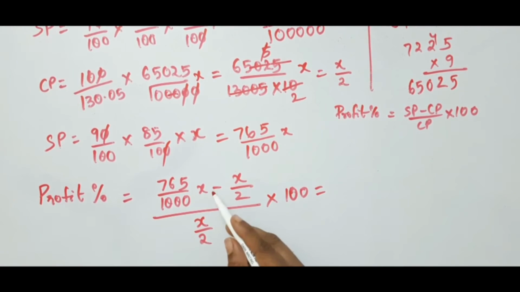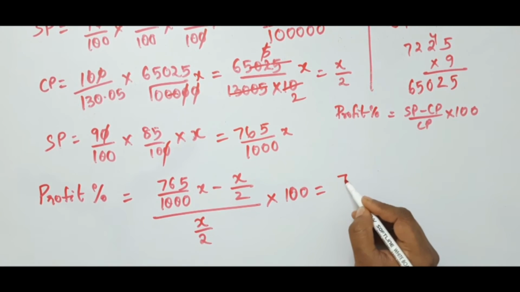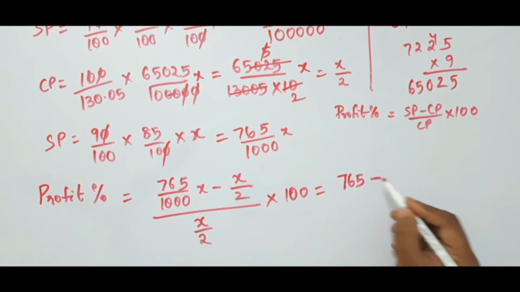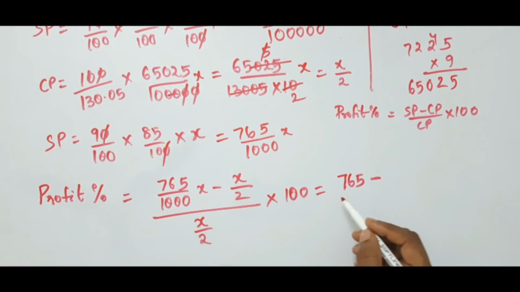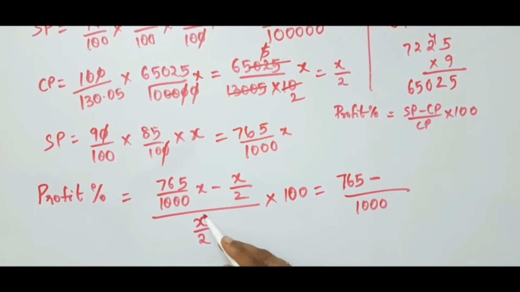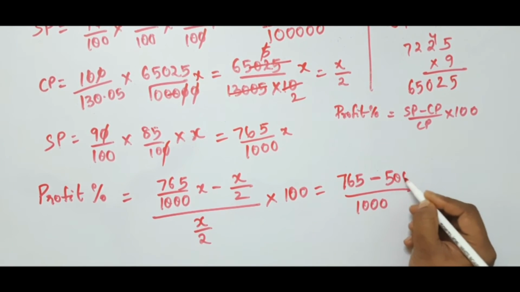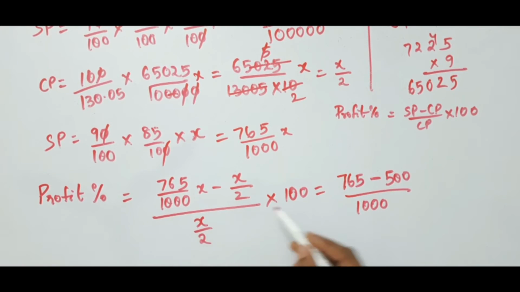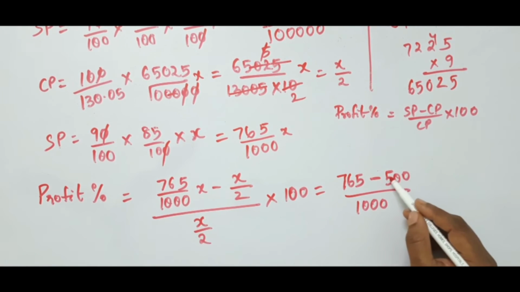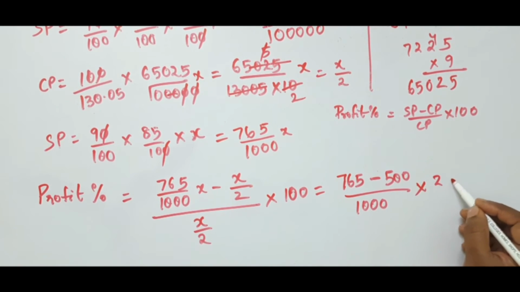So this is equal to, as X is common in numerator and denominator, just take it out, and this becomes 765 minus, here also 2 is common, is it not? LCM will be 1000 only. So 1000 into, it is nothing but 500. Here 2 is common, so 2 into 500 you can write as 1000. So LCM is 1000. So minus 500 into this by 2 comes to numerator, 2 into 100.